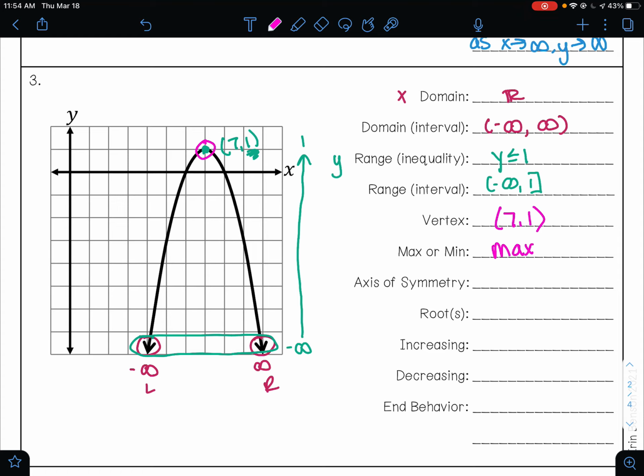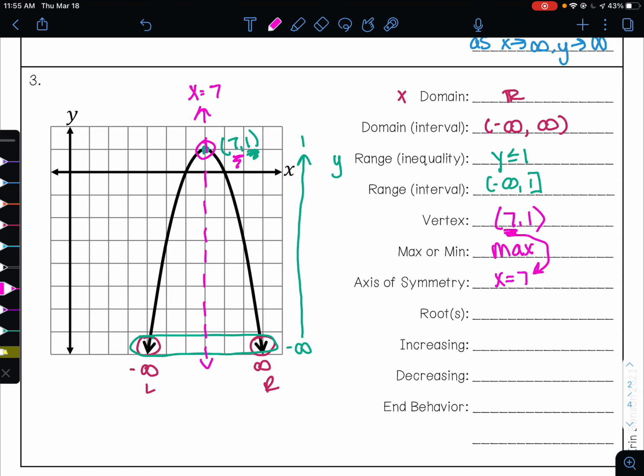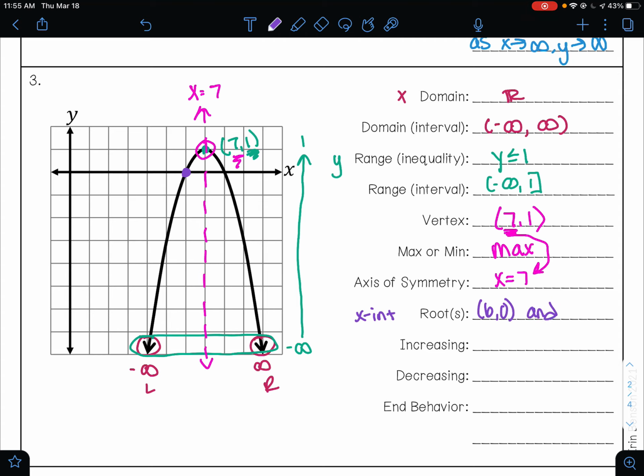The axis of symmetry is the same thing as a line of symmetry, and it's a vertical line that splits the parabola into two mirror images. The equation of the axis of symmetry is x equals 7. Again, that value always comes from the x coordinate of the vertex. The roots are the same thing as the x-intercepts. I have one root right here at the point 6, 0, and I have another root right here at the point 8, 0.